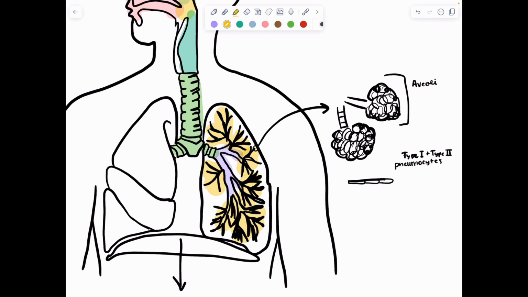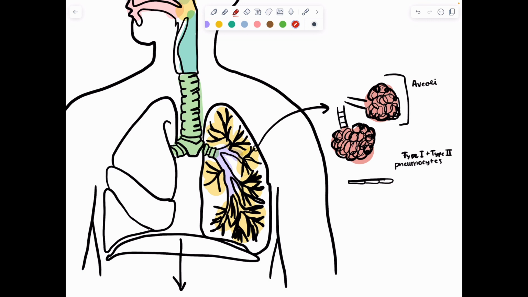Maybe I'll give it a new color. I feel like I've used all the colors. We'll do them in red. So there we have our alveoli, and that is going to help create our respiratory membrane. So our respiratory membrane is the area where we have gas exchange.